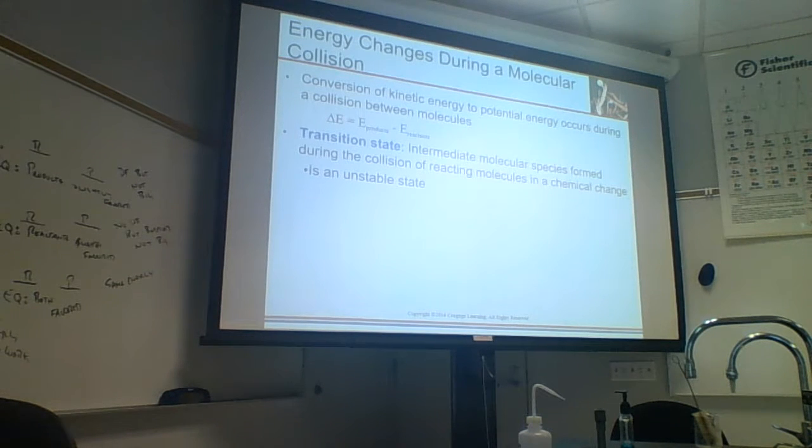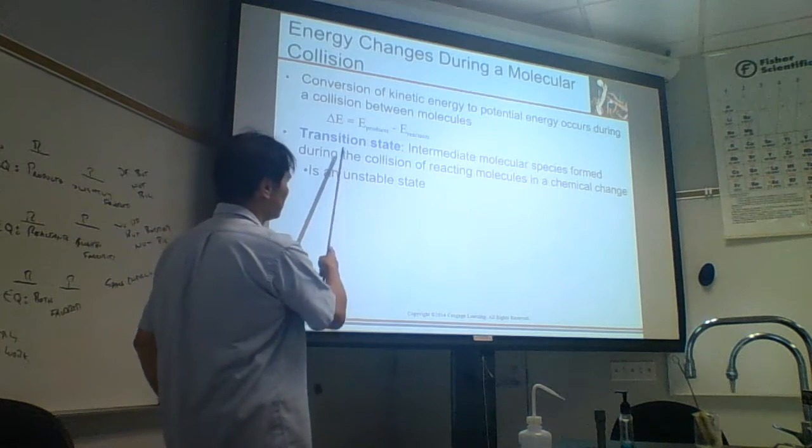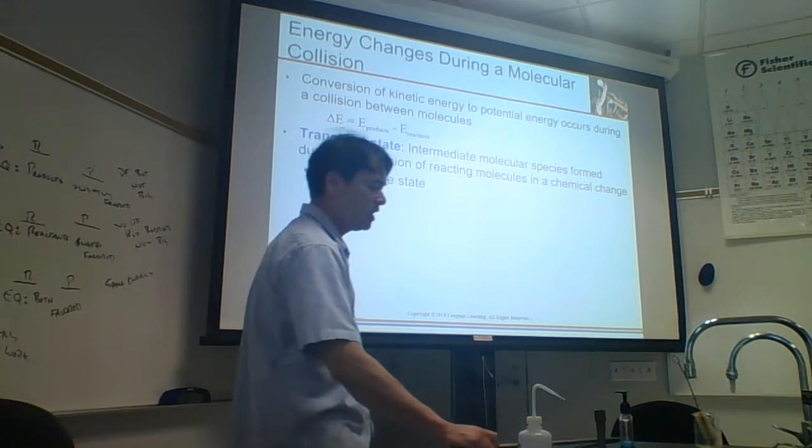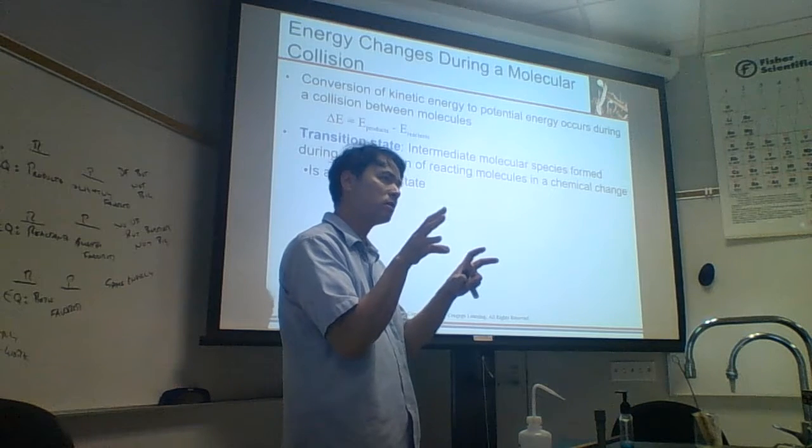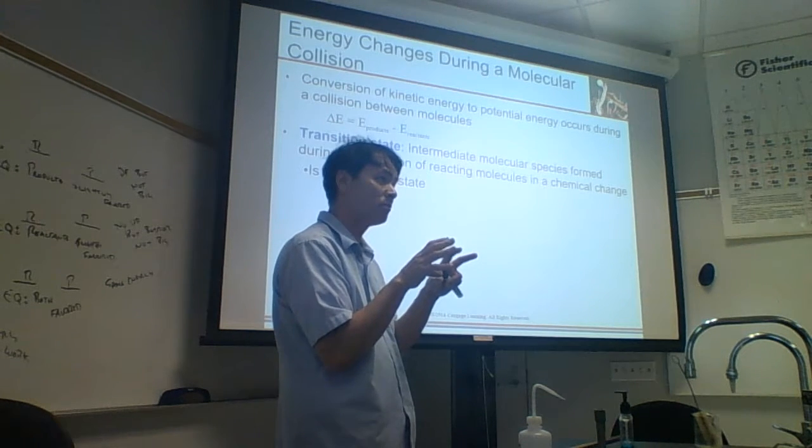Let's look at the energies in a little bit more detail. This conversion of kinetic to potential, forget about that. Transition state, this is it. When things collide, bonds have to break and bonds have to form. If we try to visualize how the bonds break and how the bonds form, that's what's called the transition state. So the transition state is the state in which bonds are starting to break and bonds are starting to form.